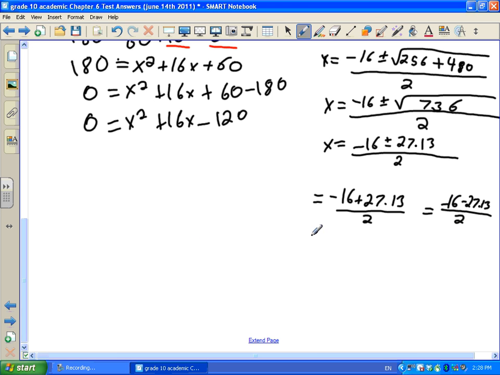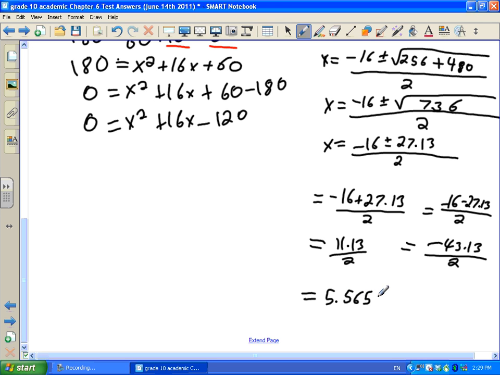So negative 16 plus 27.13 is 11.13, so 11.13 divided by 2. And negative 16 minus 27.13 is negative 43.13, so negative 43.13 divided by 2. 11.13 divided by 2 is 5.565. And negative 43.13 divided by 2 is negative 21.565.